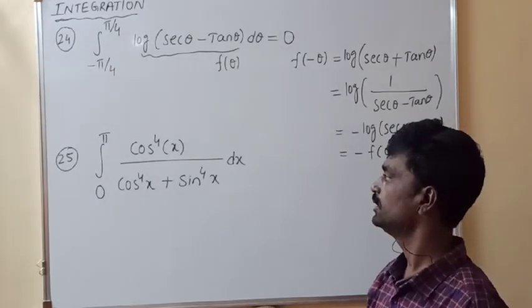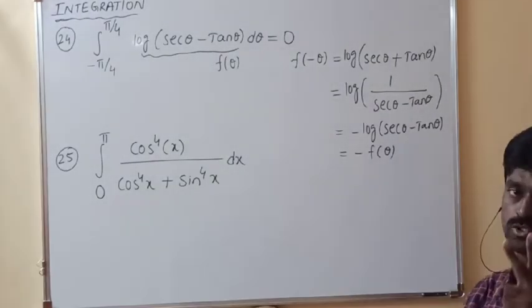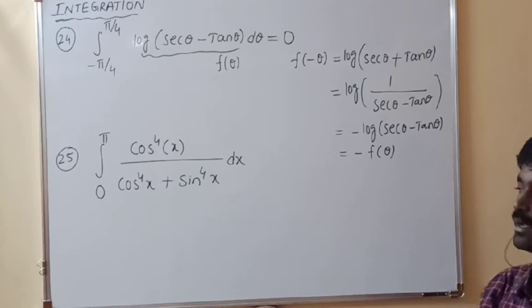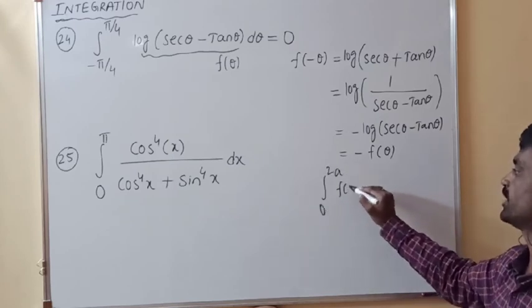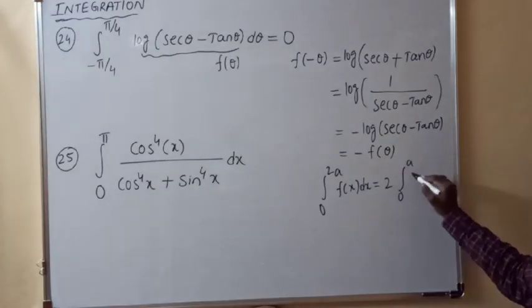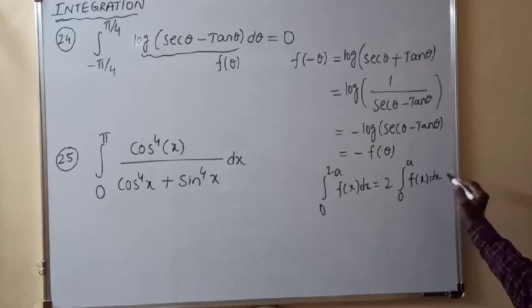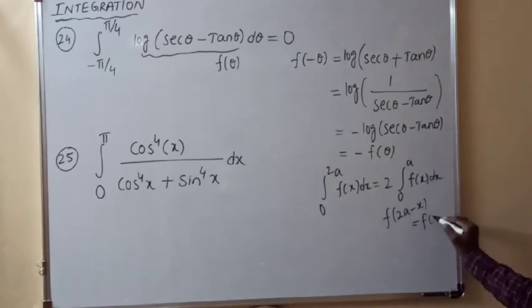Look at the next problem. Integral 0 to pi cos power 4x by cos power 4x plus sin power 4x. Here, using one property and a shortcut formula, you will get the answer. The property is integral 0 to 2a f(x) dx is 2 times integral 0 to a f(x) dx, when f of 2a minus x is equal to f of x.